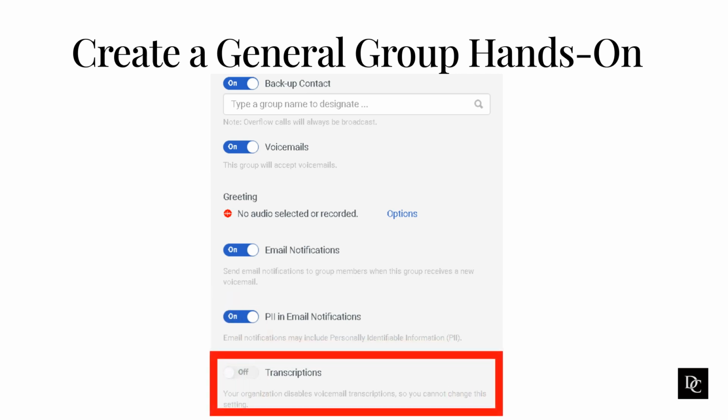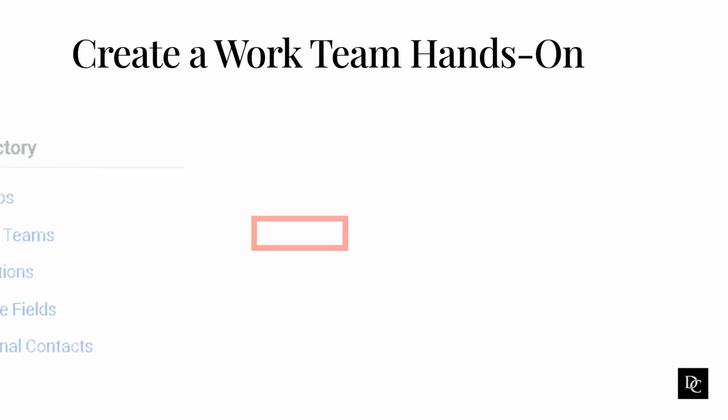If you enable PII in email notifications for voicemails, you can have Genesys Cloud transcribe the content of those voicemails. To turn on transcription, enable transcriptions, and from the list of language, click the language you want. To finish, click Save. Next up, Work Teams.